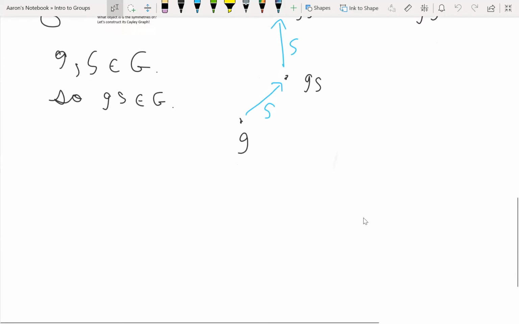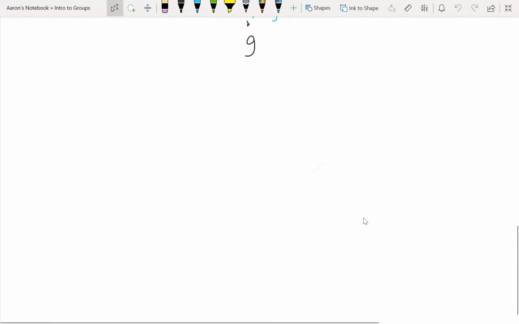And so maybe here it would actually be useful to draw a Cayley graph. So we're going to do this. It doesn't want to let me draw or let me write.